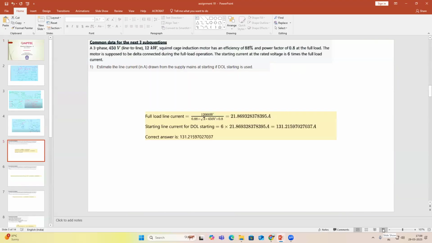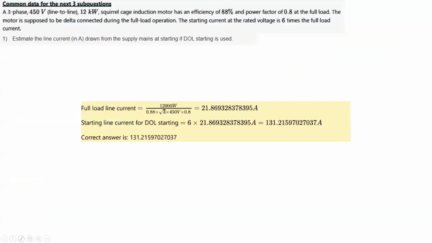So this is your first question. Here they have given you some common data. They are saying this is a three-phase squirrel cage induction motor with 450 volt line to line AC voltage, and 12 kilowatt is the output power. Remember that whenever the power is mentioned with the motor, it means the output power.